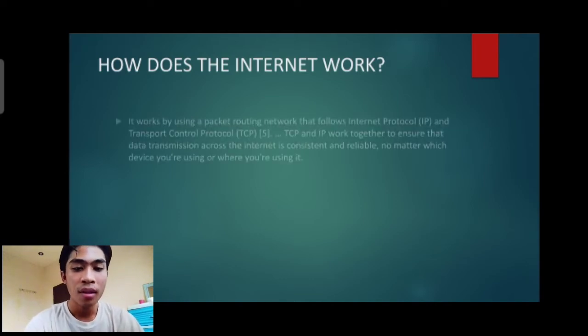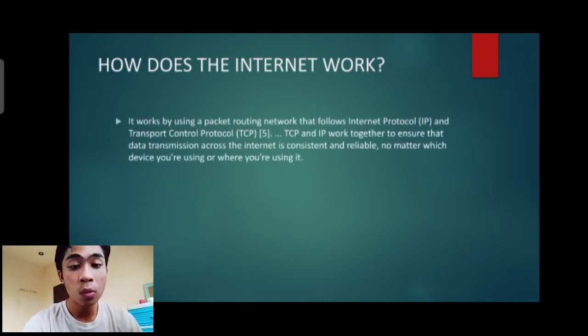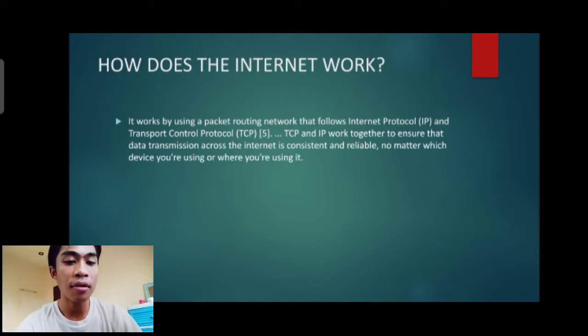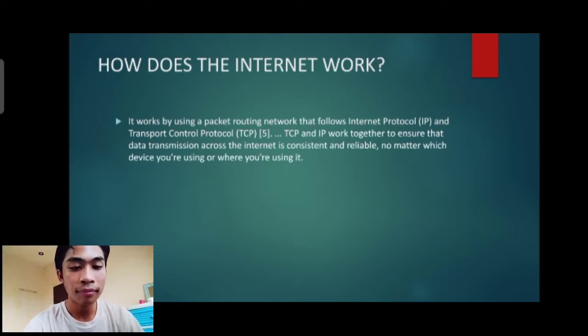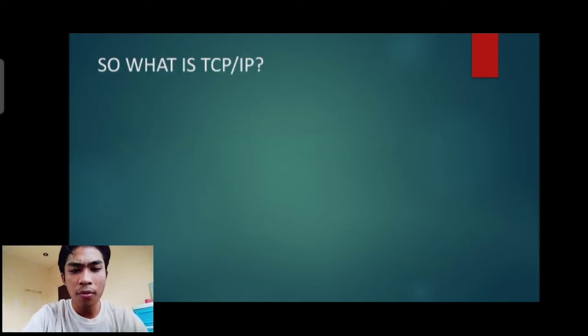Let's find out. Basically, it works using a packet routing network that follows Internet Protocol, or IP, as stated earlier, and Transmission Control Protocol, TCP. The TCP and IP work together to ensure that data transmission across the internet is consistent and reliable no matter which device you're using or where you are using it. Okay? So, what is Transmission Control Protocol?